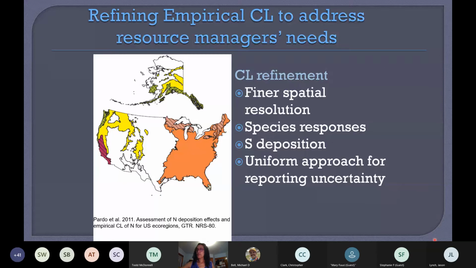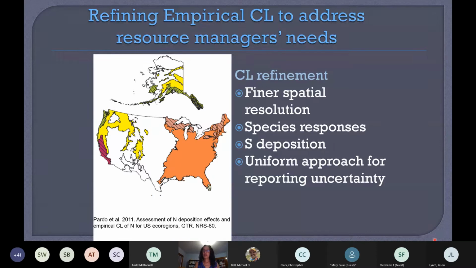So in 2011, we assembled the existing information on empirical critical loads for nitrogen, and we synthesized this data at the ecoregion scale. So this is a map of that level of information. But in order to address the needs of resource managers and policymakers now, we've refined the empirical critical loads in this analysis and other analyses like the lichens last month and the ones coming up that you'll see next month, by providing finer scale individual species information, including sulfur deposition as well as nitrogen deposition.